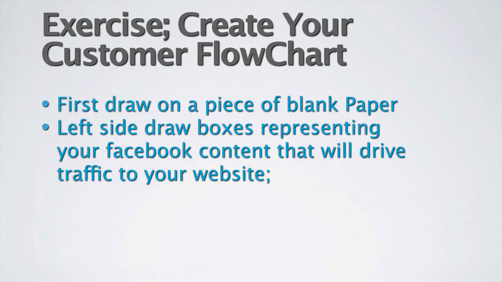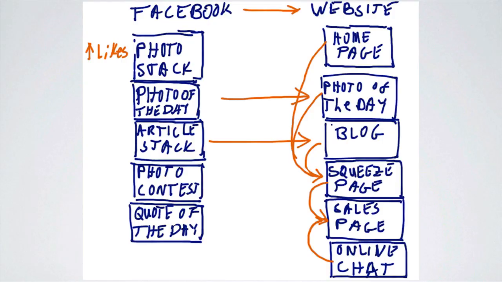So for you, here's the exercise we're going to do right now. The first thing I want you to do is take out a blank piece of paper. On the left side of the blank piece of paper, you're going to draw boxes that represent your Facebook content to drive traffic to your website. This is an example of what it's going to look like. In the boxes, feel free to use the exact boxes that I use, or you can use your own. Everybody's going to be different, and you've got a blank piece of paper. So this is your opportunity to carve out your optimal customer flow experience.